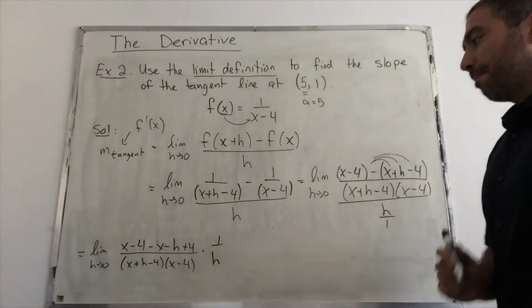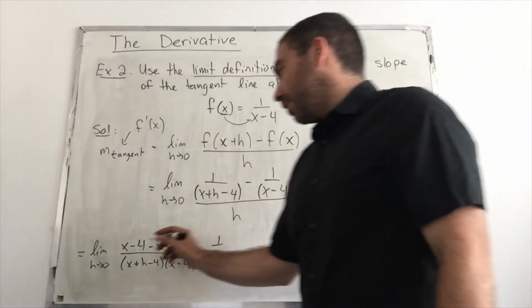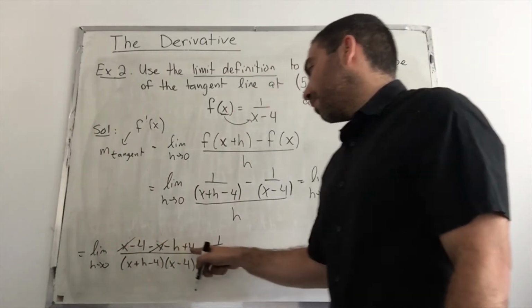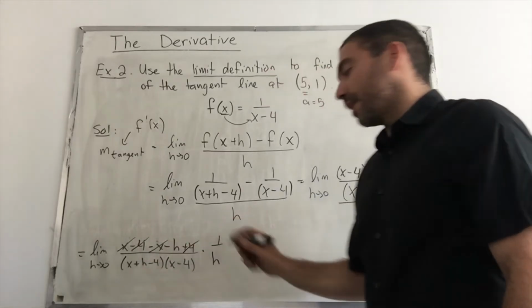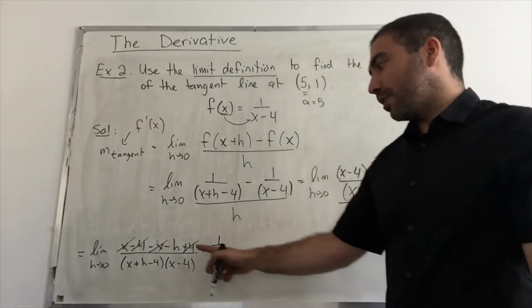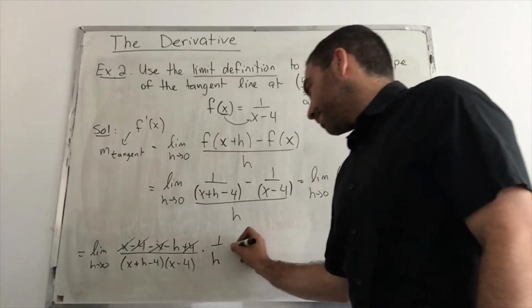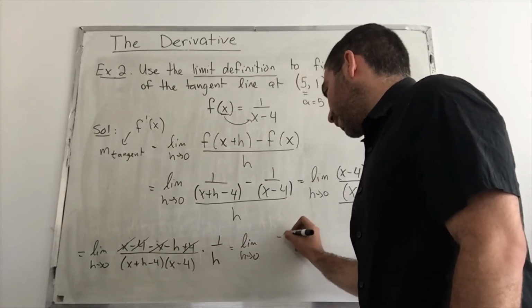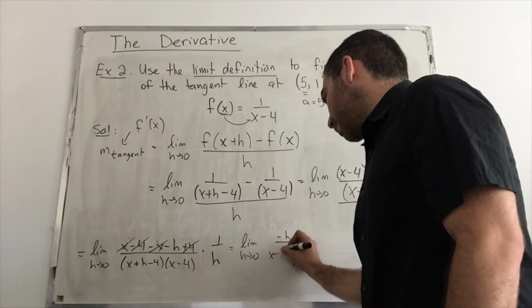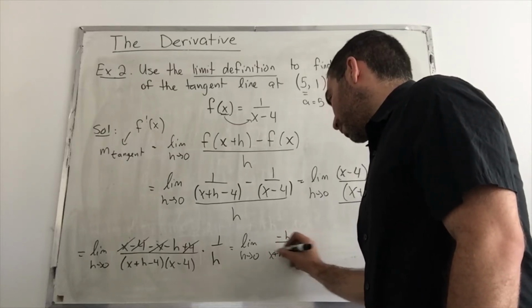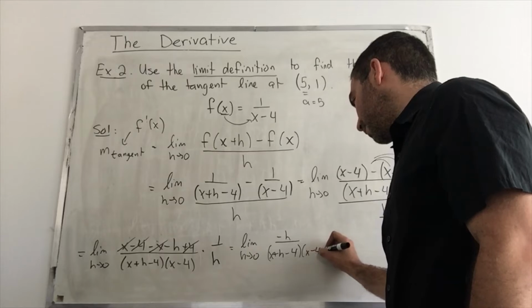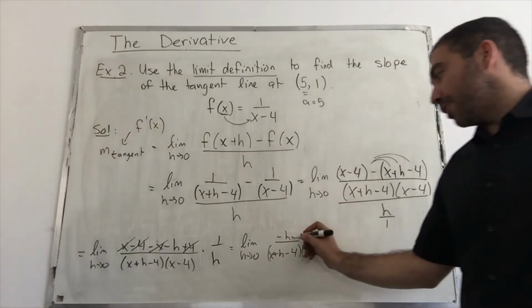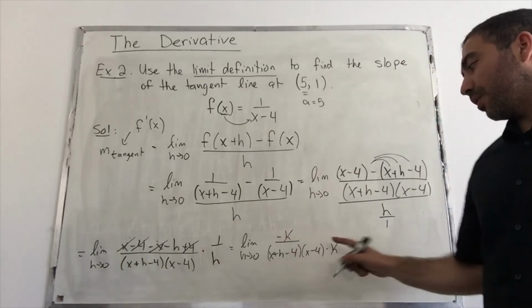Okay. And notice on the top, the x cancels because we have positive x, negative x. And we have negative 4, positive 4. Same number, opposite sign, these guys cancel, leaving us with just a negative h on top. So the limit as h goes to 0, negative h on top. On the bottom you have x plus h minus 4, x minus 4, and then times h, because we still have this h over here. Notice that the h is cancelled, so we're just left with negative 1 on top.